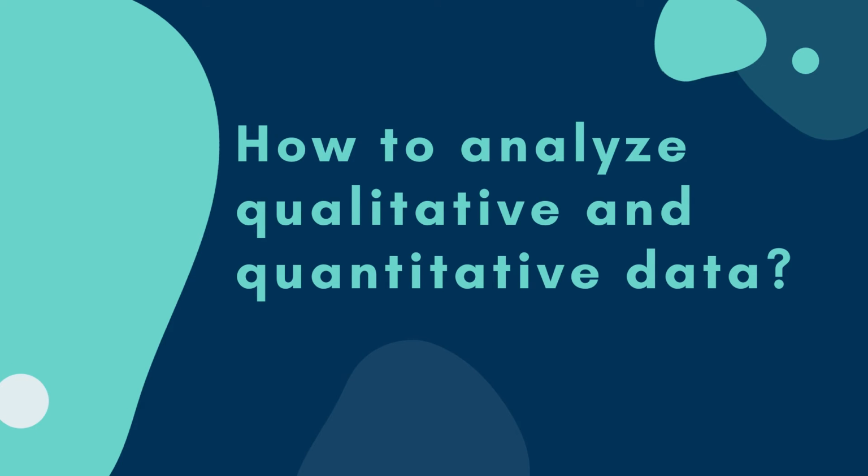How to analyze qualitative and quantitative data. Qualitative or quantitative data by itself can't prove or demonstrate anything, but has to be analyzed to show its meaning in addition to research questions. The method of analysis differs for each type of data.